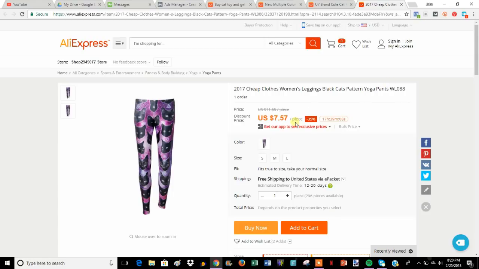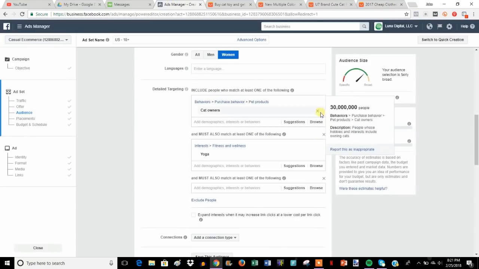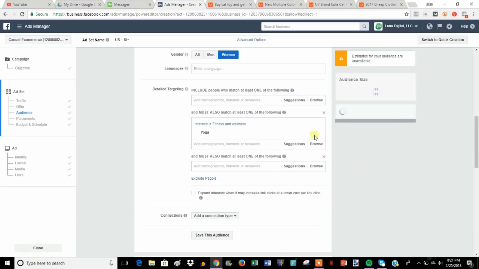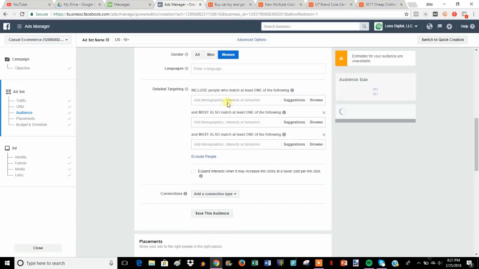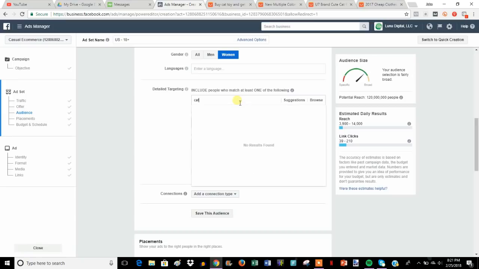So this is just an effective way of narrowing your audience and getting a nice hyper targeted audience that is not only interested in one aspect of your product but multiple aspects of your product. And some common ways of taking advantage of this is with print on demand. So say you were selling coffee cups, we'll just stick with the cat niche.